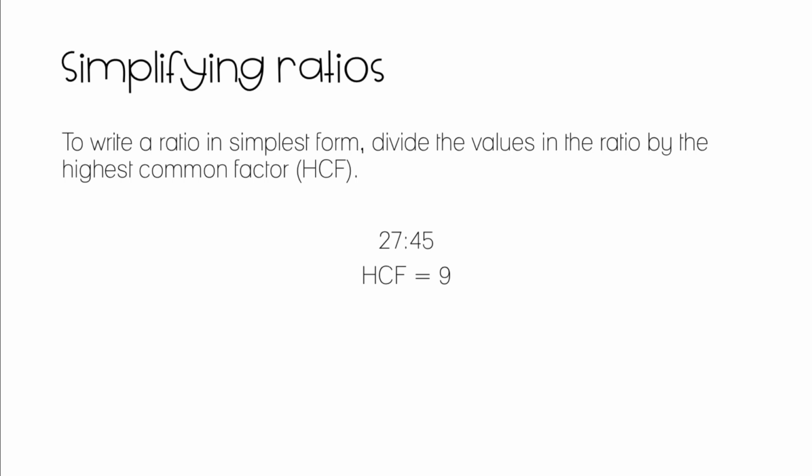So now what we're going to do is we're going to divide both of these values by 9. So 27 divided by 9 and 45 divided by 9. So 27 divided by 9 is 3. 45 divided by 9 is 5, so we end up with 3 to 5.